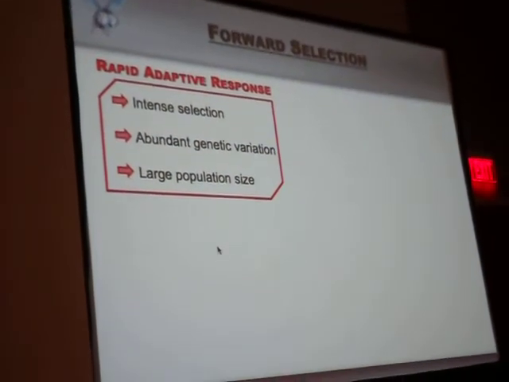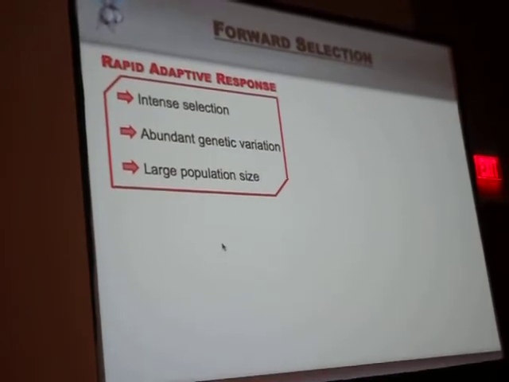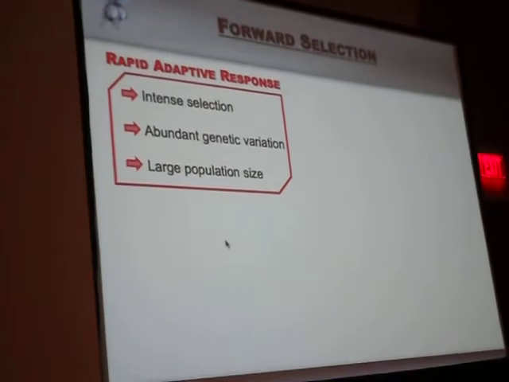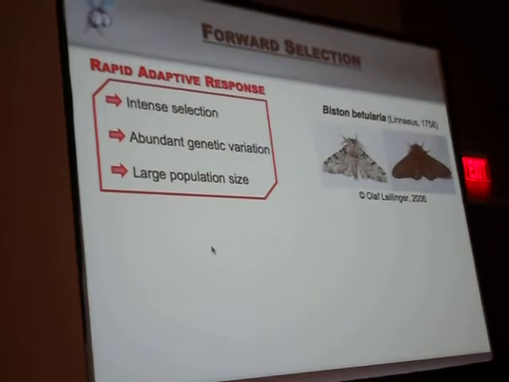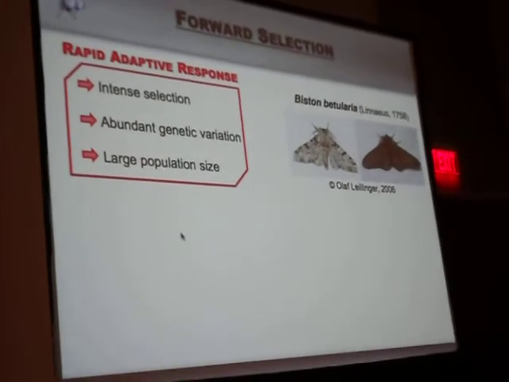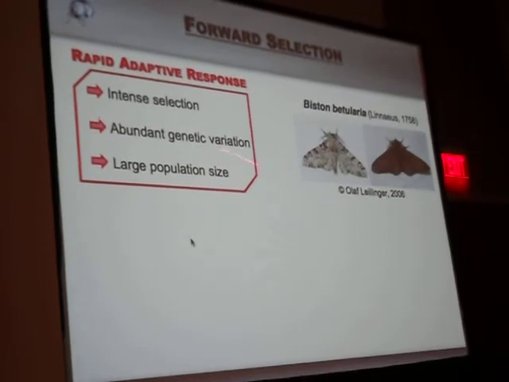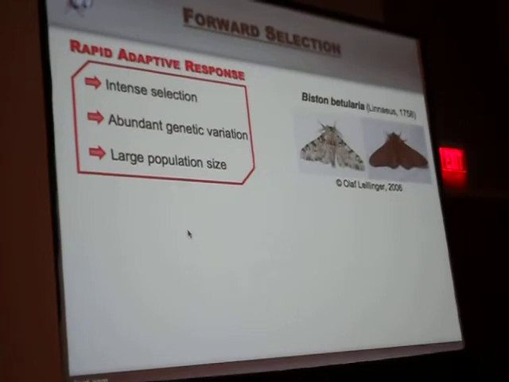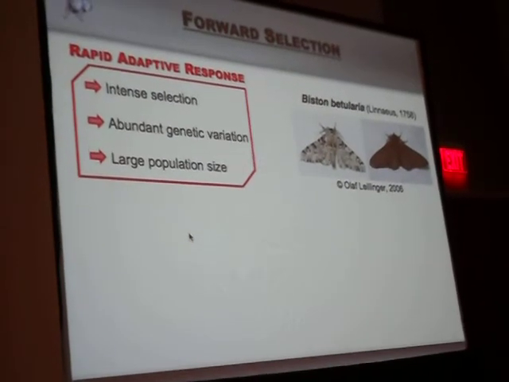So when everything goes right, natural selection is very good at producing rapid adaptive response in cases of intense selection and abundant genetic variation in large population sizes. A very cute and classic example of this in nature is the industrial melanism of Biston betularia, where the white morph became a predation target when the tree trunks got darkened by the pollution.